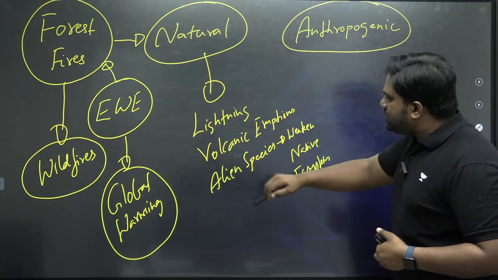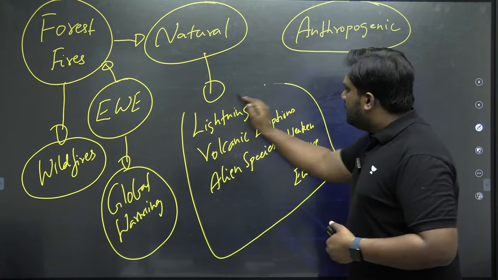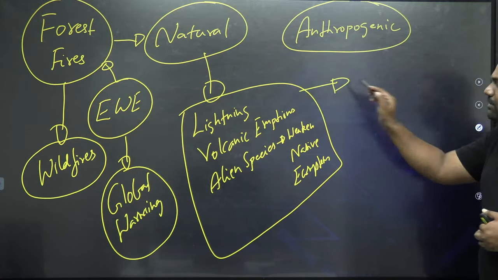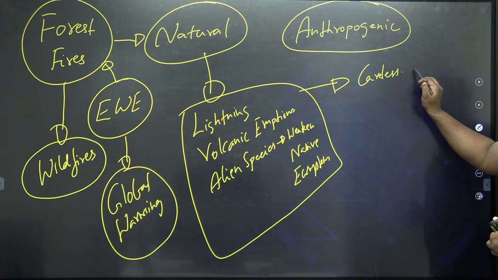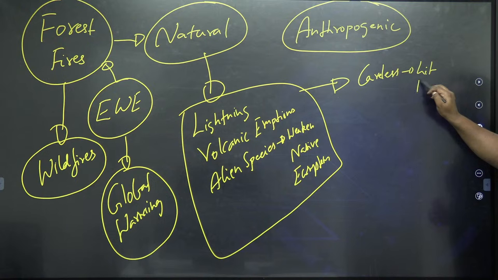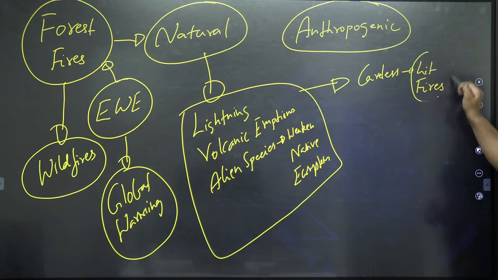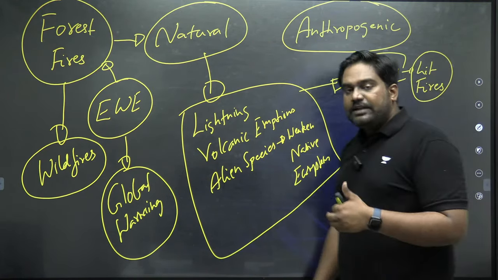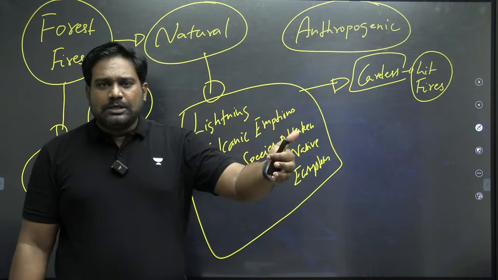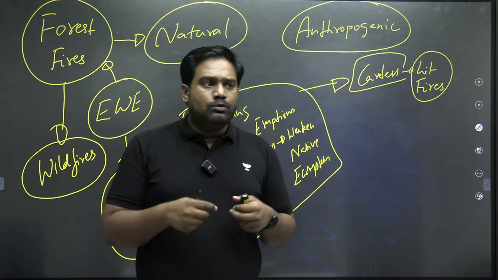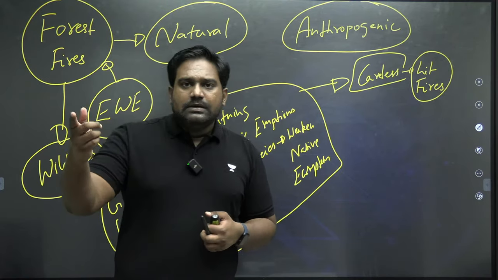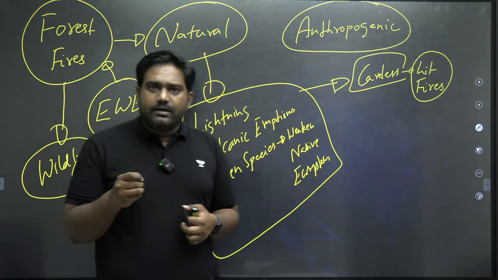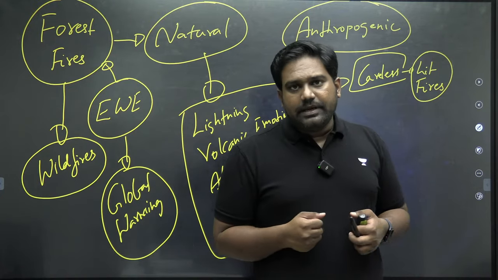So such alien species might enter naturally as well, but there are many man-made factors. For example, carelessly lit fires in forest areas. It could be by tourists who have negligently put up a campfire or a bonfire, who don't extinguish it properly. Or it could be a careless smoker who has carelessly disposed a stub of cigarette without extinguishing it properly.